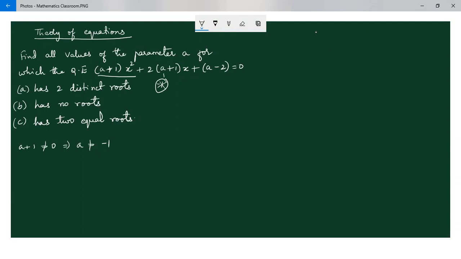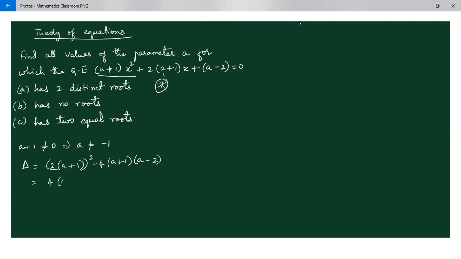Okay. So now we have to find the values of the parameter a for which the quadratic equation has two distinct roots. So first we'll find the discriminant of the above quadratic equation. The discriminant is b² − 4ac: 2(a + 1) the whole squared, minus 4 multiplied by a, which is (a + 1), multiplied by c, which is (a − 2). So I will evaluate this.